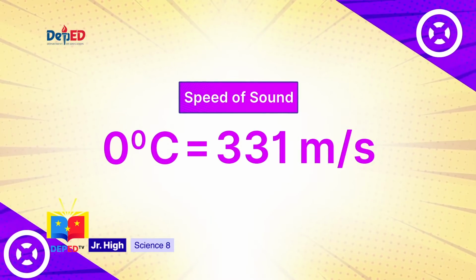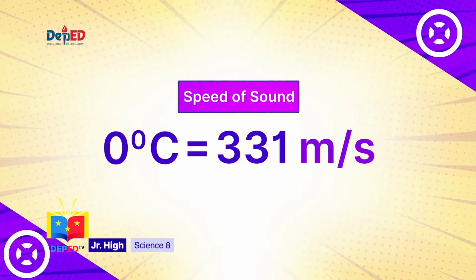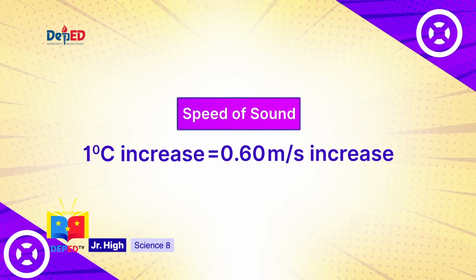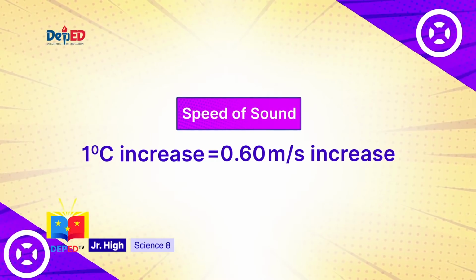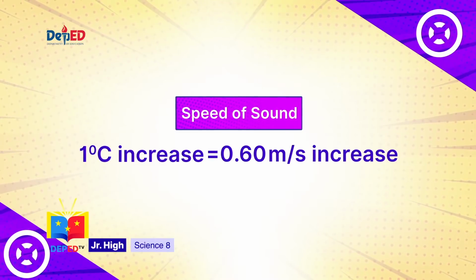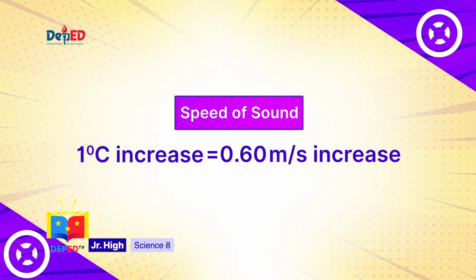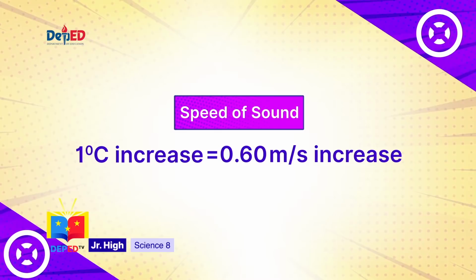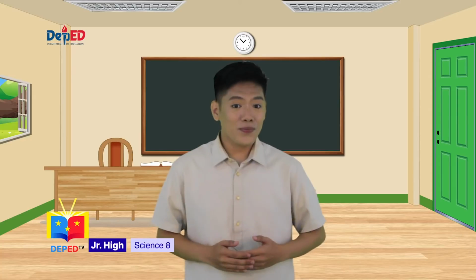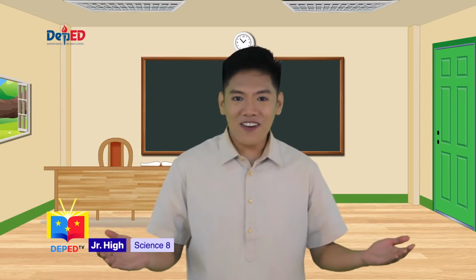The speed of sound in dry air, which is at 0 degrees Celsius, is around 331 meters per second. That speed increases by 0.60 meters per second with every increase of 1 degree Celsius, because as temperature rises, molecules in the air move faster and make contact with each other more often, resulting to transfer of sound energy. The warmer the temperature, the faster sound travels. Is it clear now? All right. For you to better understand this, let's have an experiment.